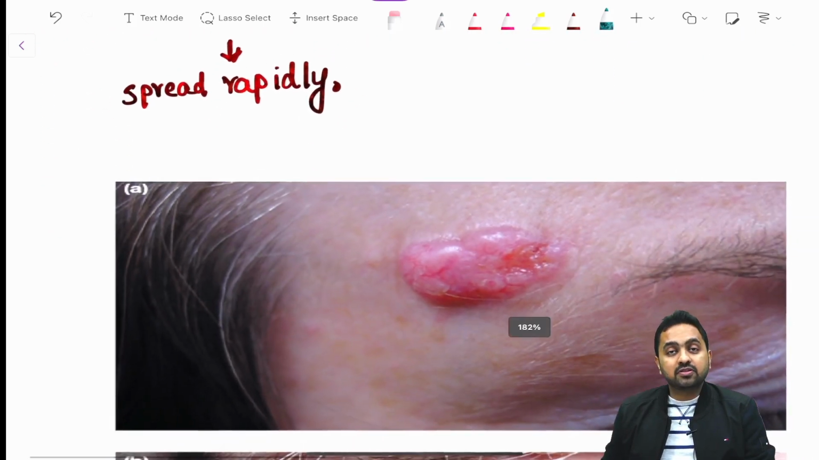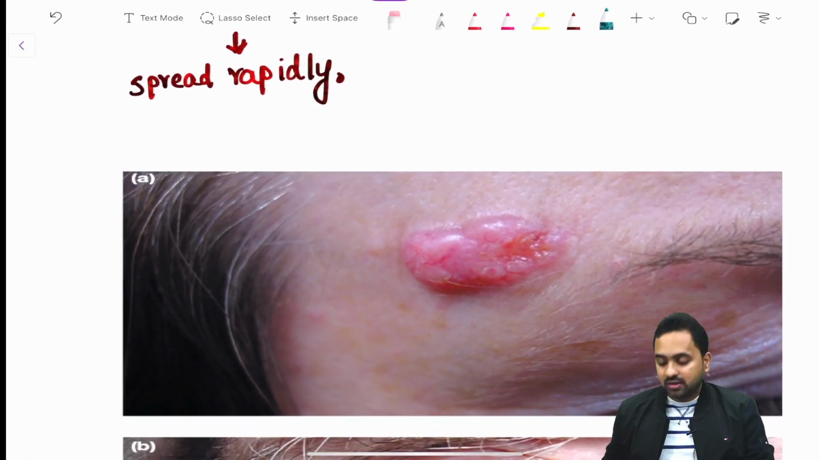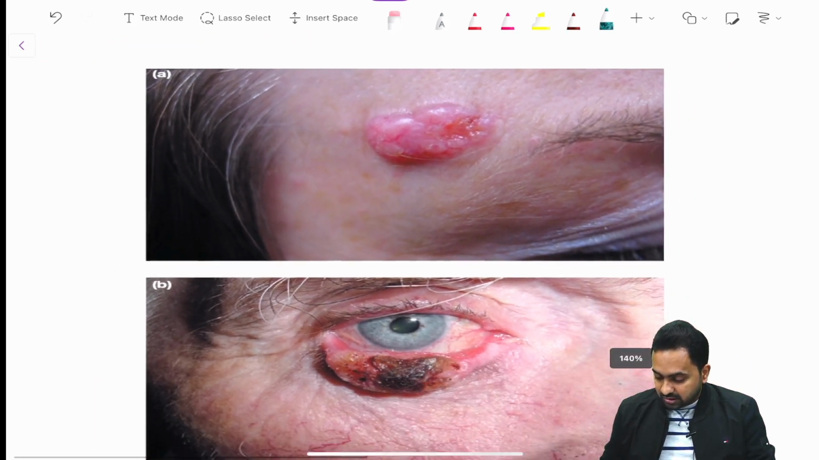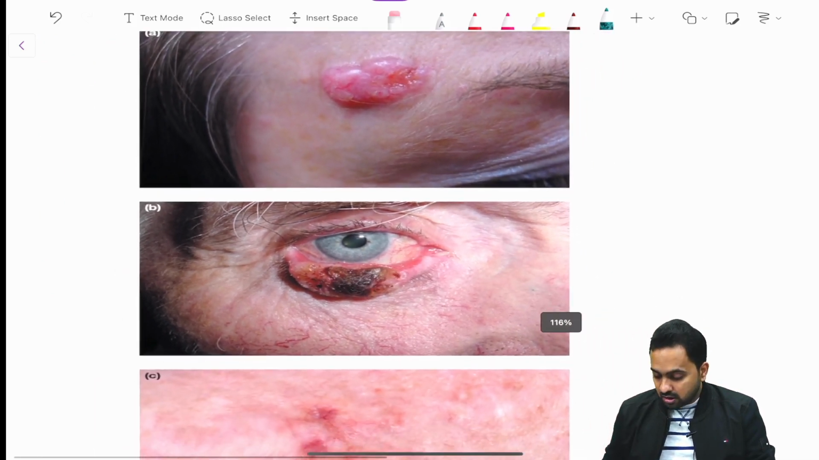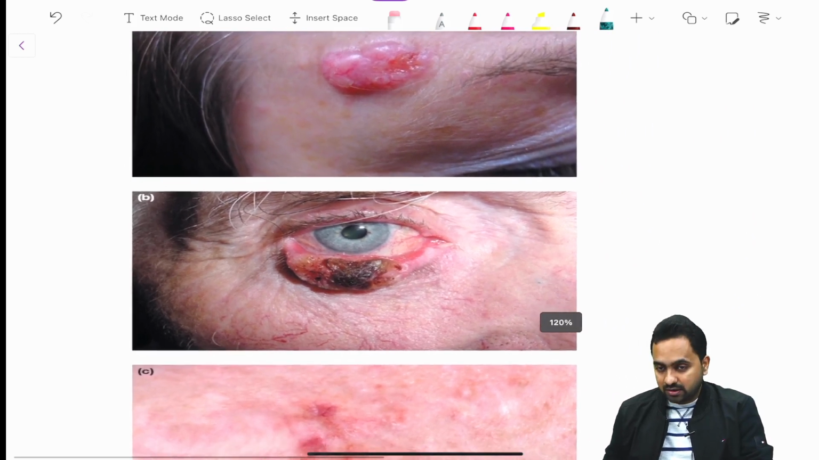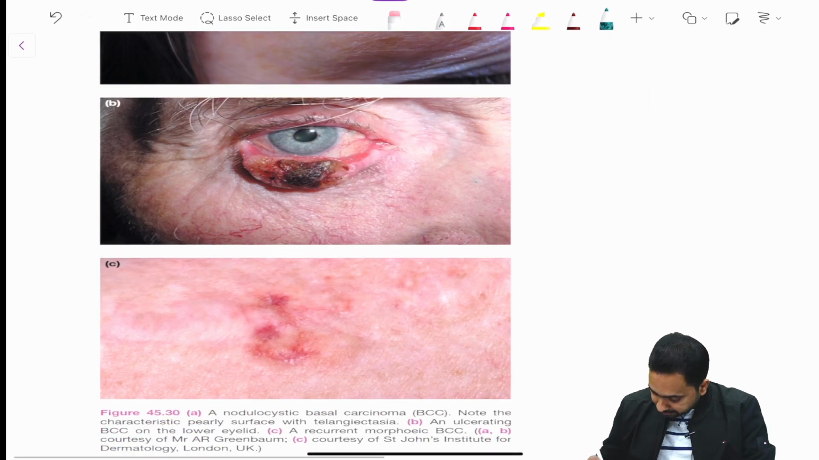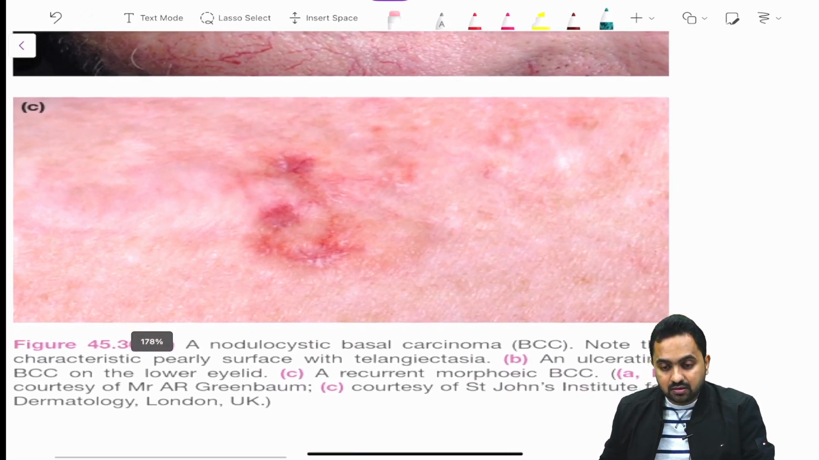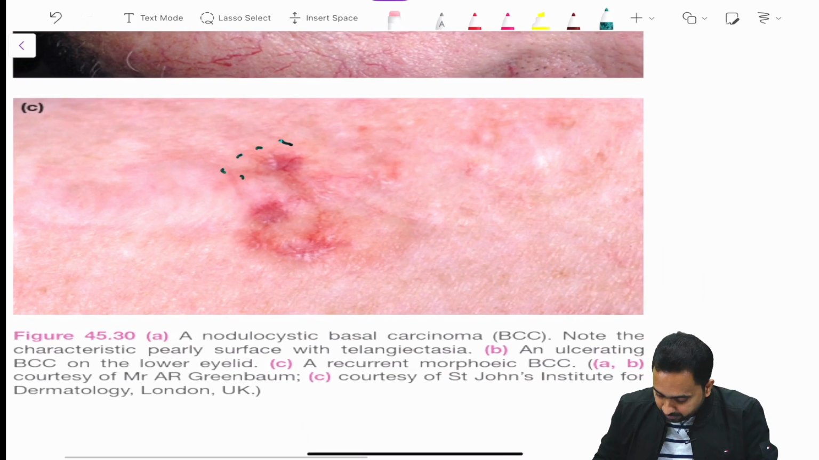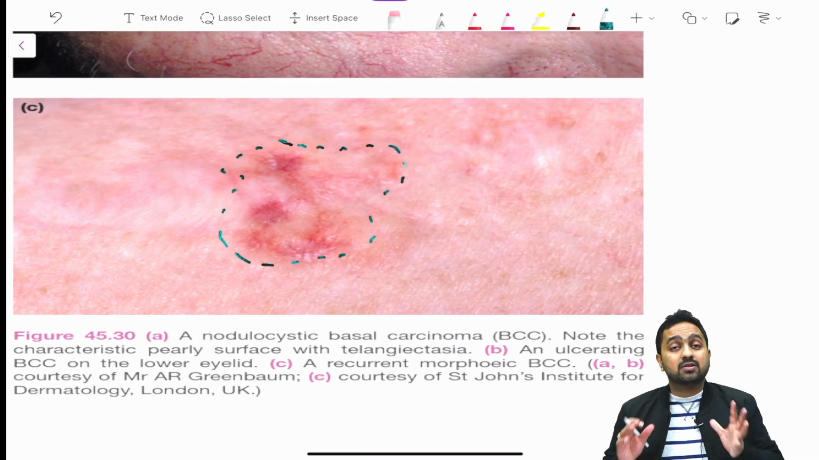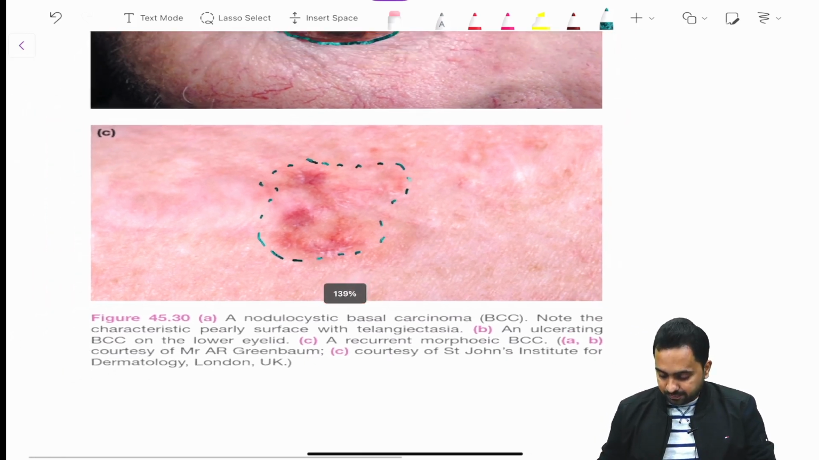Now, these are a few of the clinical images which have been taken from the textbook of Bailey and Love. So, if you see the images over here, you have this nodulocystic variant of basal cell carcinoma in the forehead, and then you have this ulcerating nodule present in the lower eyelid, and this is the morpheaform variety of basal cell carcinoma. So, this morpheaform variety of basal cell carcinoma spreads rapidly because they synthesize type 4 collagenase.